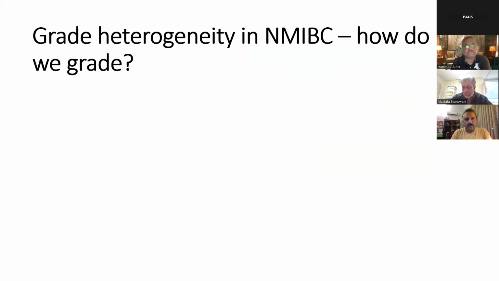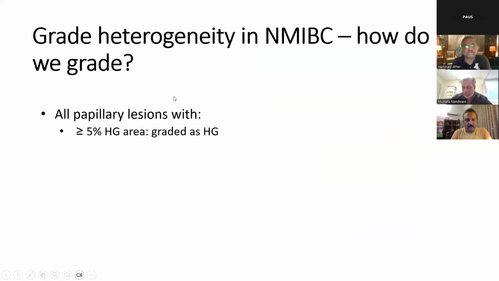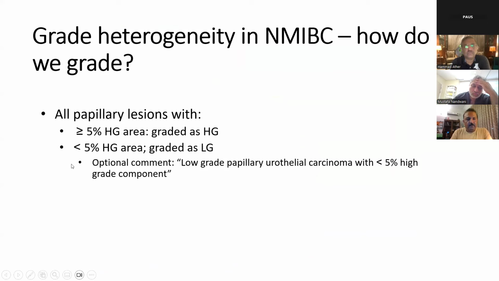That's the reason WHO has now said that for papillary tumors which are largely low grade in histology, but have a high grade area that is greater than or equal to 5% of the tumor, you can call this high grade. And if the papillary tumor is otherwise low grade, but there is a focal high grade area which is less than 5% of the tumor, we just call it low grade. But we can also write a comment, which I usually avoid in my practice to avoid confusion, that you can call it low grade papillary urothelial carcinoma with less than 5% high grade component. So this is another option.